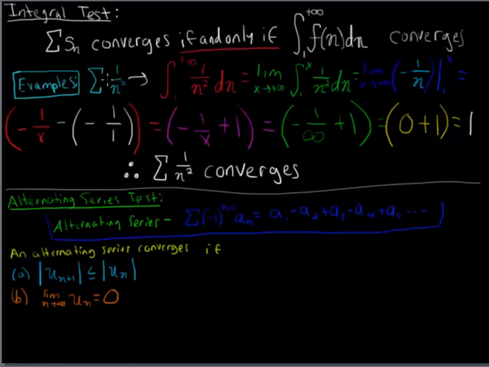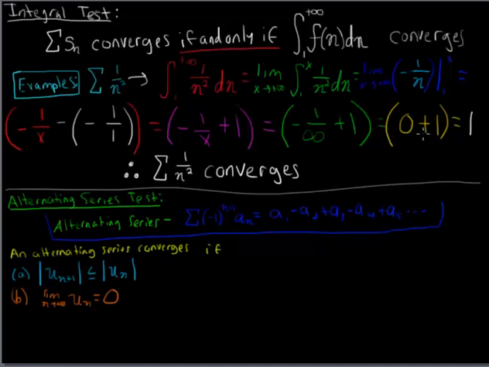Examples are the series 1 over n squared, where the integral from 1 to positive infinity of 1 over n squared dn equals the limit as x approaches infinity (I chose x to be the variable that approaches infinity) of the integral of 1 over n squared dn, which equals the limit as x approaches positive infinity of negative 1 over n, since the derivative of negative 1 over n is just 1 over n squared. So evaluating n from 1 to x equals negative 1 over x minus negative 1, which equals negative 1 over x plus 1, and negative 1 over infinity just approaches 0.